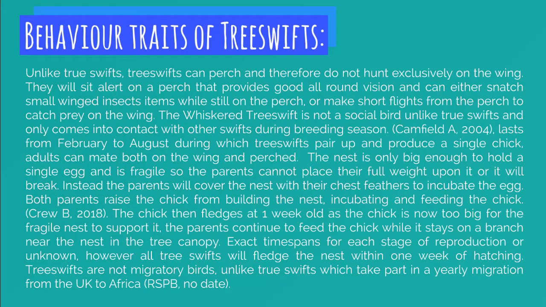The chick then fledges at 1 week old, as the chick is now too big for the fragile nest to support it. The parents continue to feed the chick while it stays on a branch near the nest in the tree canopy.